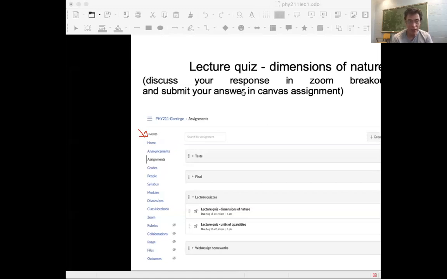And the correct answer is v squared. So for circular motion, the correct equation is going to be v squared over r. So v squared over r has the correct units to be equal to the units of acceleration. The other solutions do not have the right dimensions of acceleration.